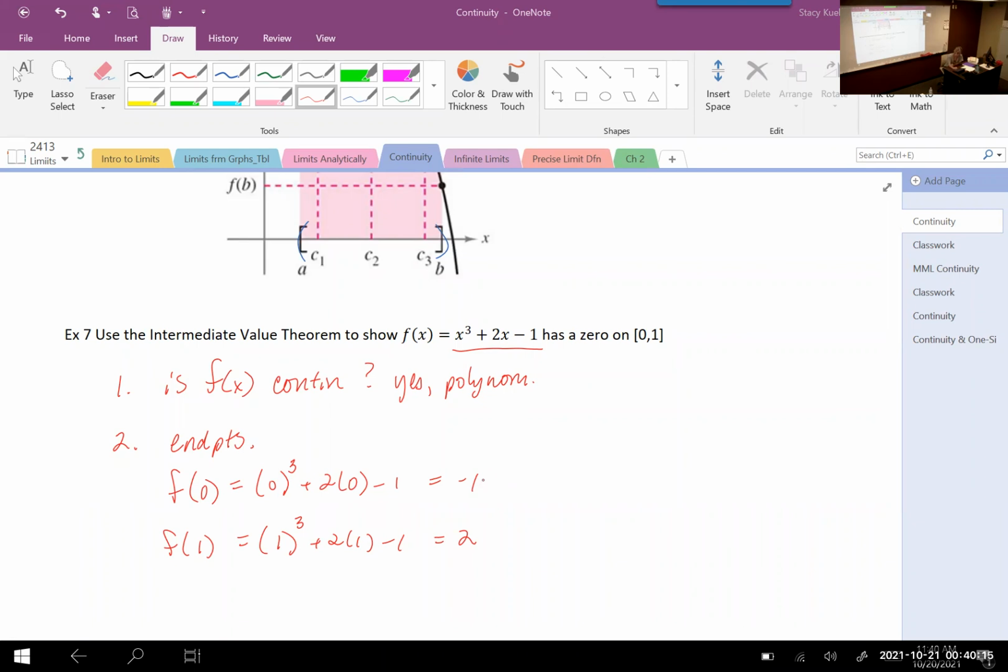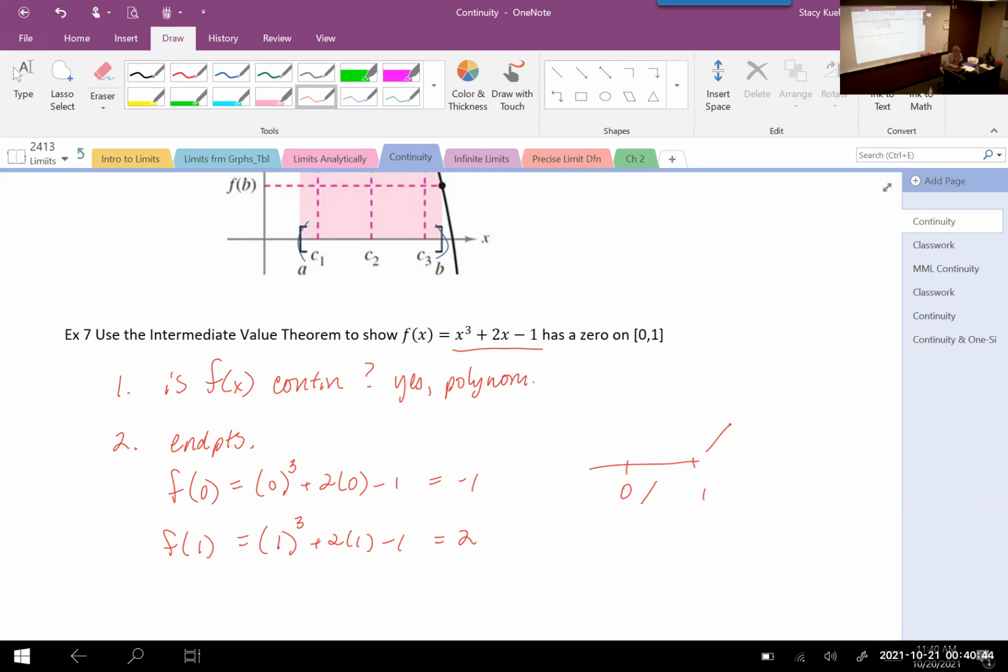So in other words, if I have 0 and 1, and the function at 0 is below the graph, and the function at 1 is above the graph, in order to get there, I have to cross the x-axis, don't I? So I'm guaranteed a root on this interval. That's all I was asking. That's all the intermediate value theorem is telling me.